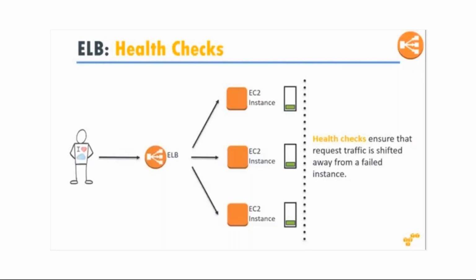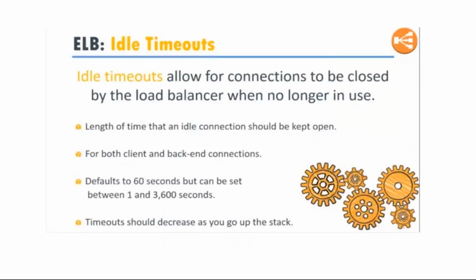Idle timeouts. Idle timeouts allow for connections to be closed by the load balancer when no longer in use. This is the length of time that an idle connection should be kept open. For example, I have given an idle timeout of 5 minutes. 5 minutes means 300 seconds. So whenever no request comes in for 300 seconds, we can configure what to do.